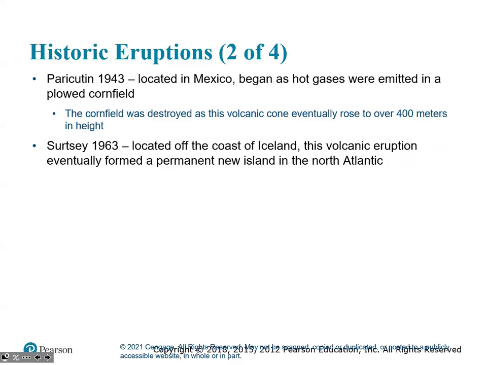Paricutin in 1943, located in Mexico, began as hot gases were emitted in a plowed cornfield. The cornfield was destroyed as this volcanic cone eventually rose over 400 meters in height. Got a volcano kind of out of nowhere. Cinder cone in Mexico. Surtsey in 1963 is located off the coast of Iceland, and this volcanic eruption eventually formed a permanent new island in the North Atlantic, Surtsey.